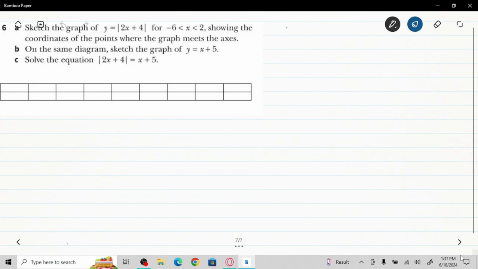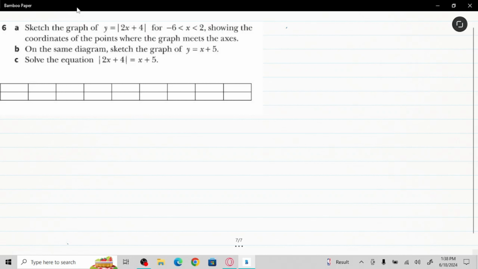And what do we have here? Okay, again we have to sketch a graph. 6a: sketch the graph of y equals |2x + 4|, for x greater than -6 and x lesser than 2, showing the coordinates of the points where the graph meets the axes. And on the same diagram, we have to sketch the graph of y equals x plus 5. So it's a multiple graph diagram.